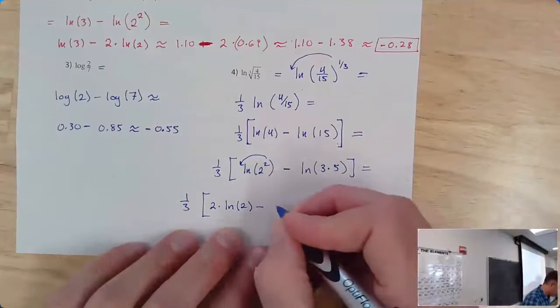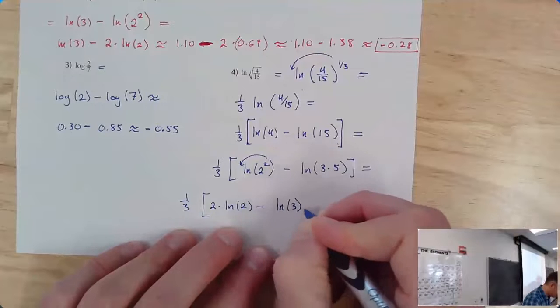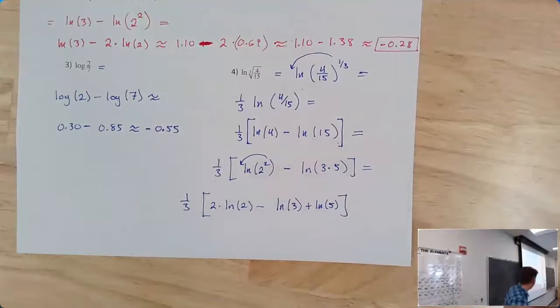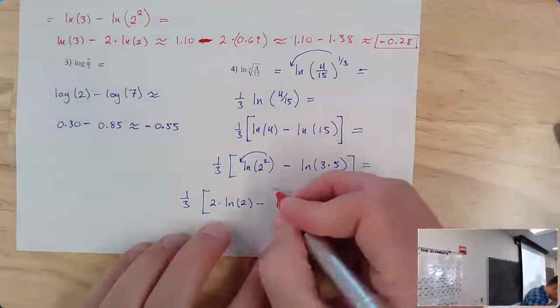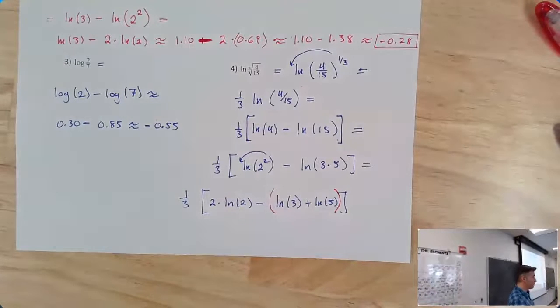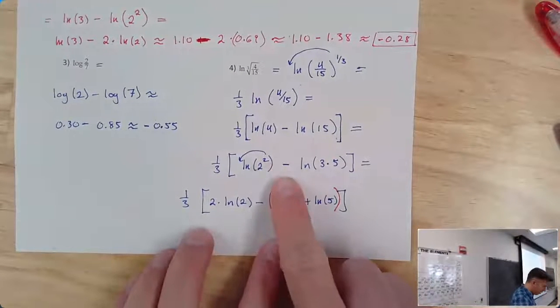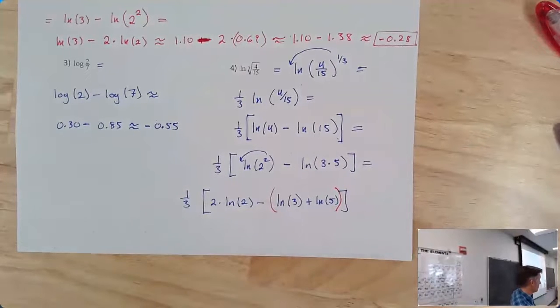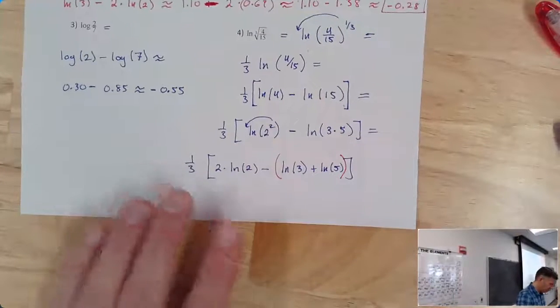Again, here comes a small error that we're going to fix. So if I write it like that, it says minus the natural log of 3 plus the natural log of 5. But really, I should have minus all of this. So I should really have minus parentheses the natural log of 3 plus the natural log of 5. Right? It's minus all of that. And then we're going to distribute the minus sign. So here's what we've got.